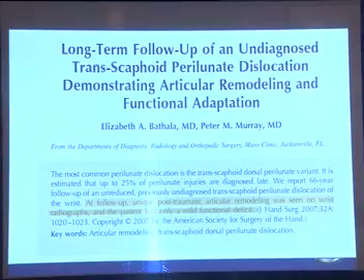You can see that there is a publication from the Mayo Clinic, the long-term follow-up of undiagnosed transscaphoid perilunate dislocations, demonstrating articular remodeling and functional adaptation. The meaning of this is that the patient has a chronic perilunate dislocation, so we can go for that treatment, because at follow-up you can see that post-traumatic articular remodeling was seen in the wrist radiograph and the patient had only a mild functional deficit.